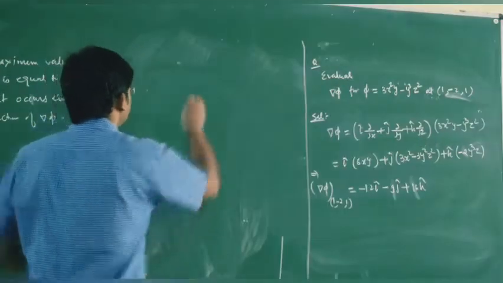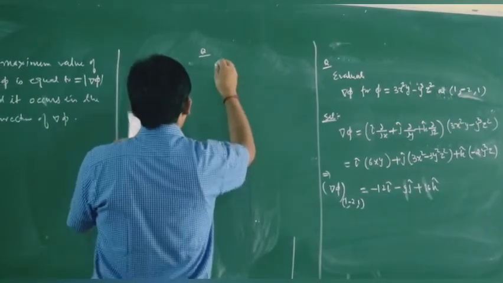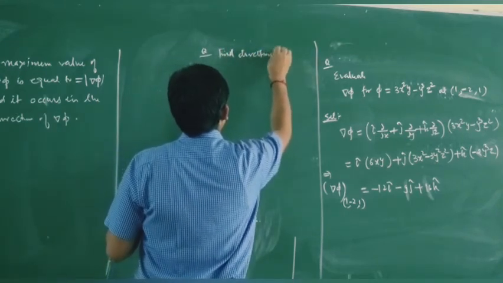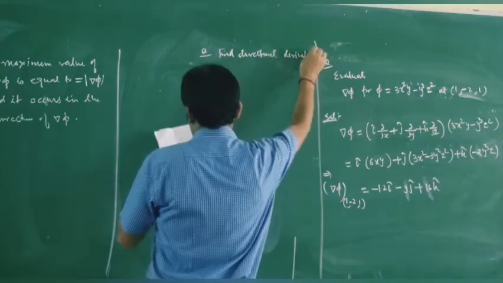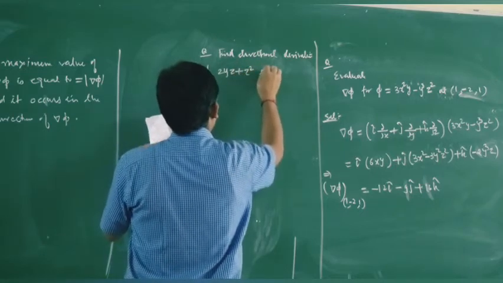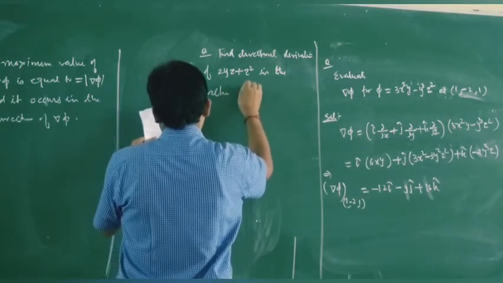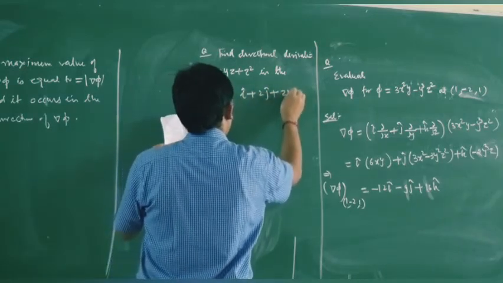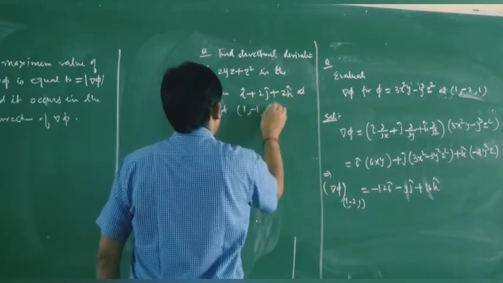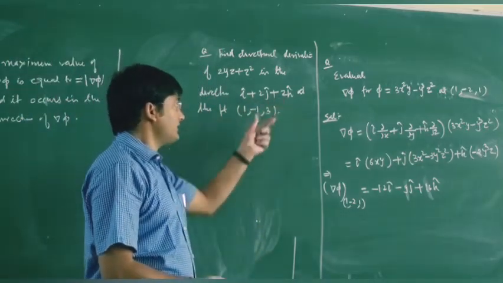So the next question, just evaluate the directional derivative. Find directional derivative of 2yz plus z square in the direction I plus 2j plus 2k at the point 1, minus 1, 3. So just evaluate the directional derivative of this function in this direction at this point.